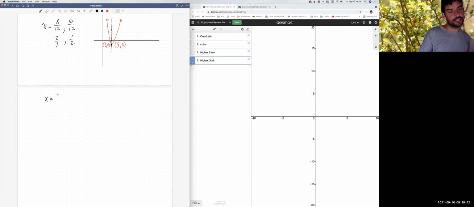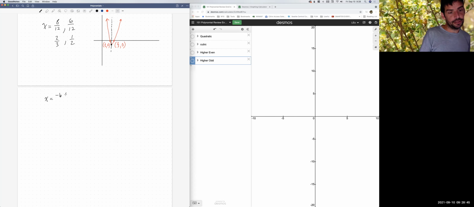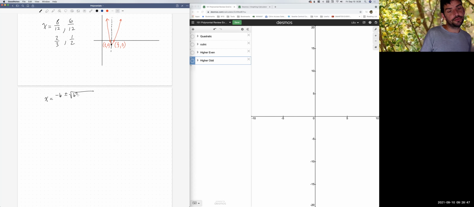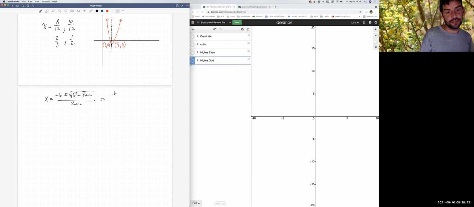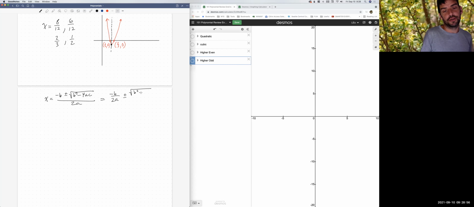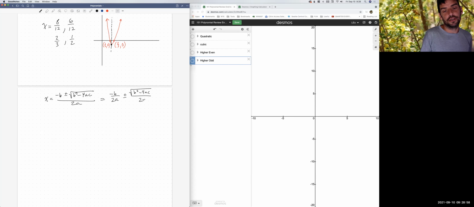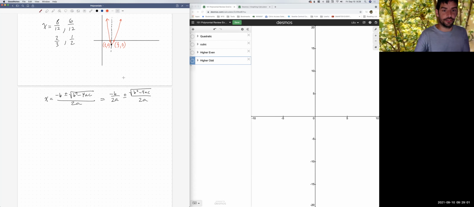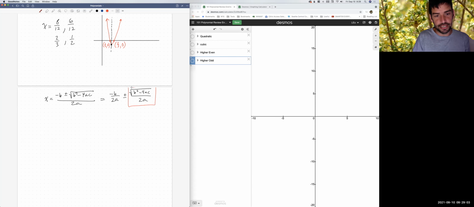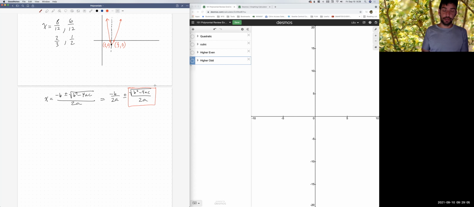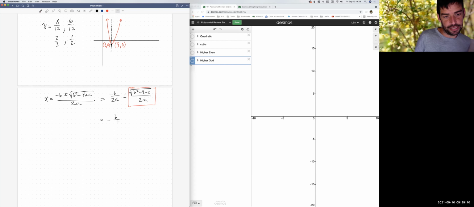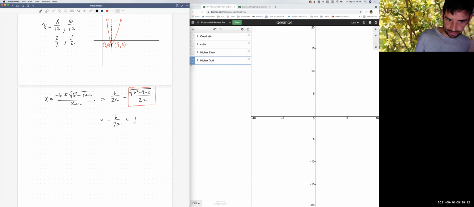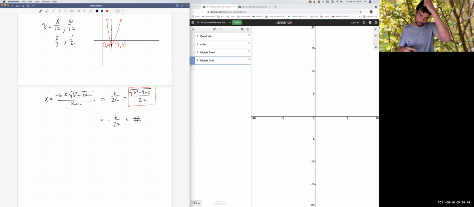Remember, the roots are given by negative b plus or minus the square root of b squared minus 4ac. I can rewrite this as negative b over 2a plus or minus the square root of b squared minus 4ac over 2a. Look at this equation closely. Forget how complicated this is. This is some number, okay? So we've got negative b over 2a plus or minus some number, the same number, right?